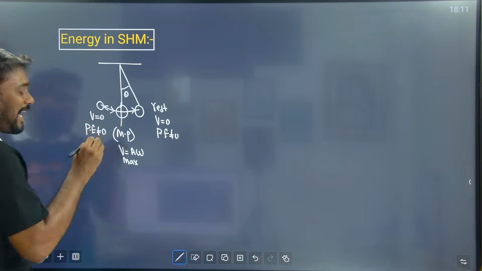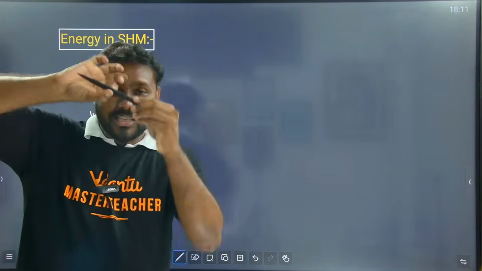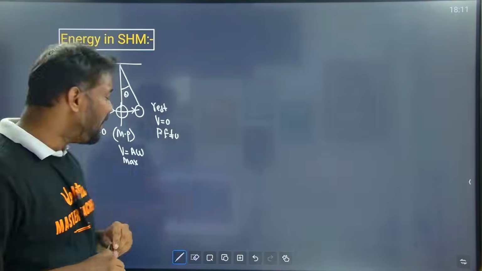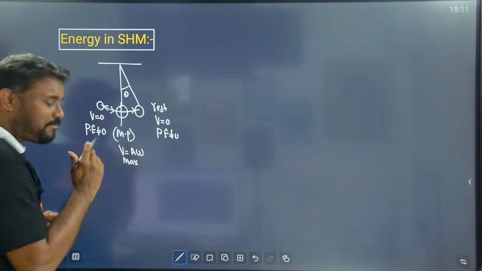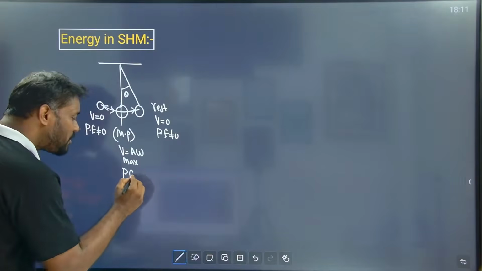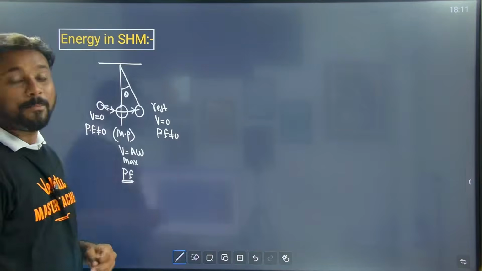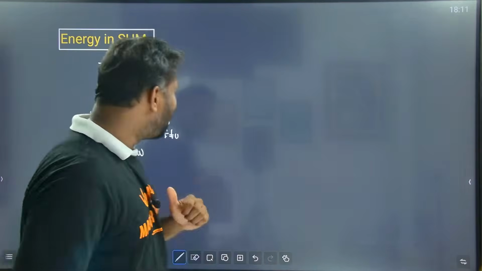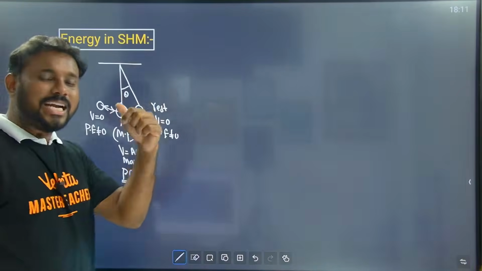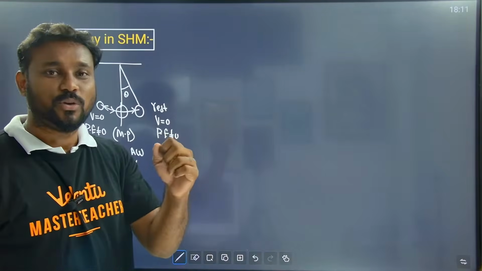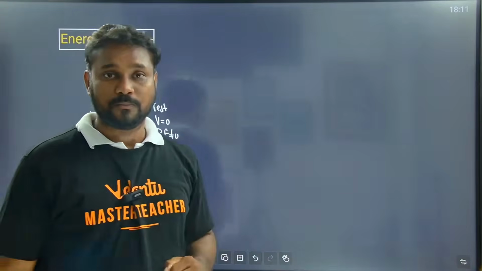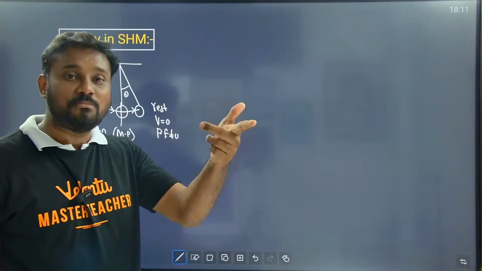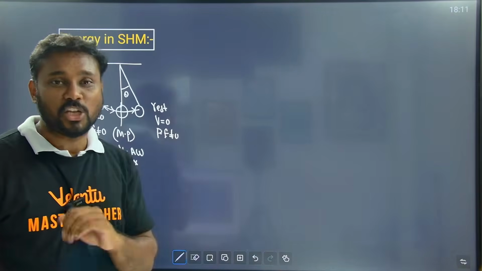It is not equal to 0 because it is at a certain height, the center of mass is at a certain height. So there will be potential energy. Clear? Here the kinetic energy is maximum, so the potential energy will be 0. This must be known clearly. At extreme position, the kinetic energy is 0 and the potential energy is maximum. At mean position, the kinetic energy is maximum and the potential energy is 0.